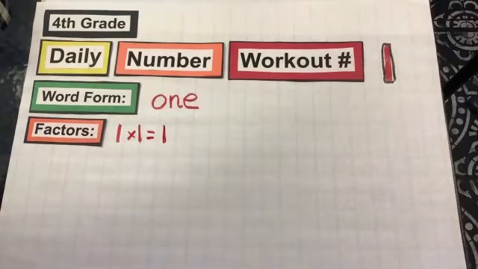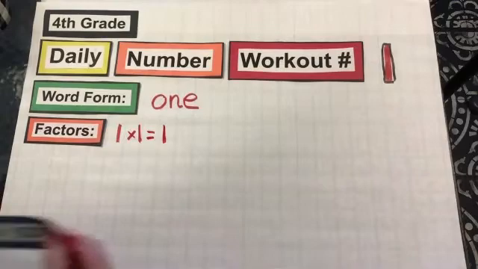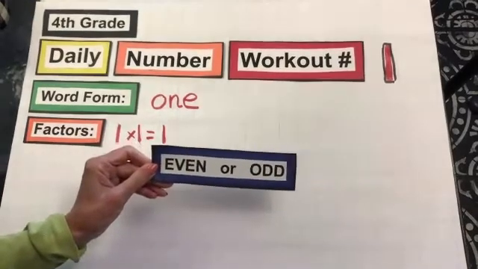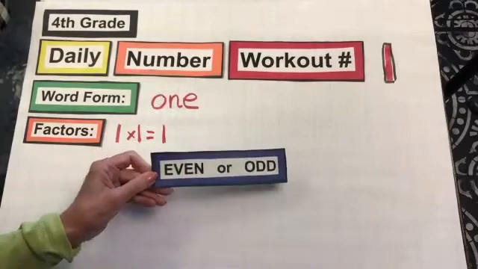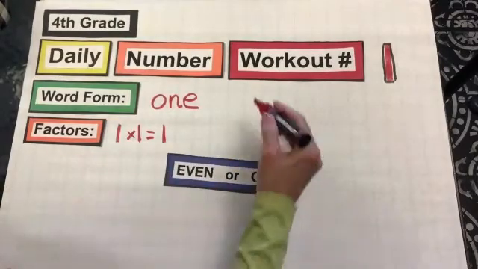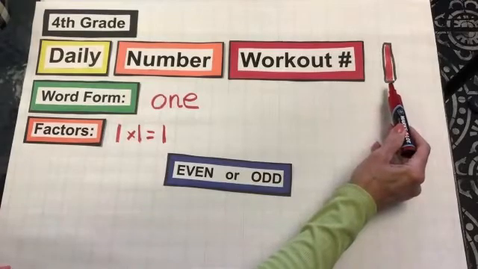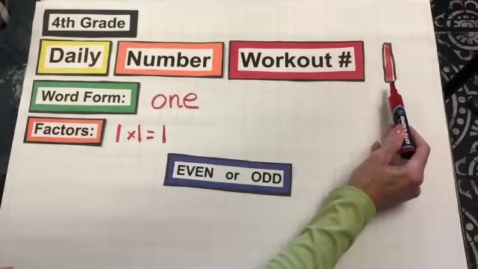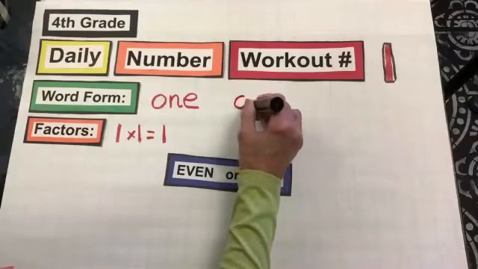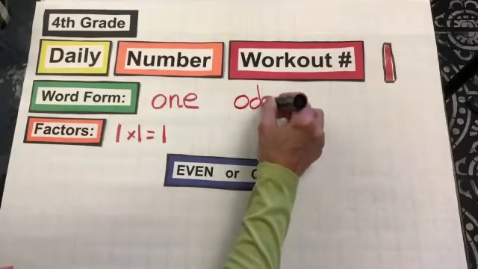Now, once we know all the factors, that's the only factors that go into 1, then we want to ask ourselves, is this number even or odd? And we know that any number that is in the ones place that is 1, 3, 5, 7, or 9 is an odd number. So we want to write odd on our paper.